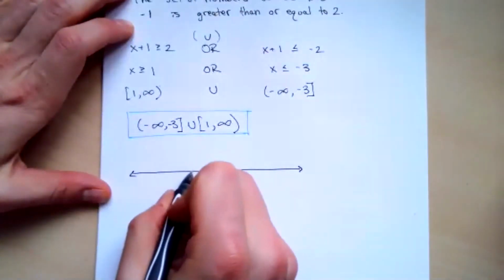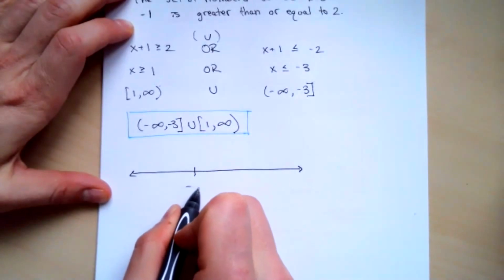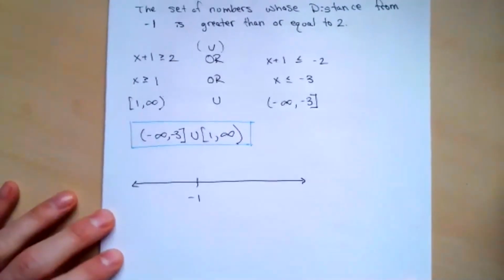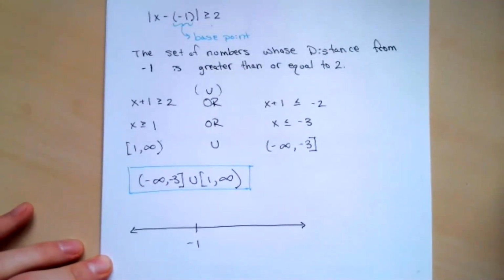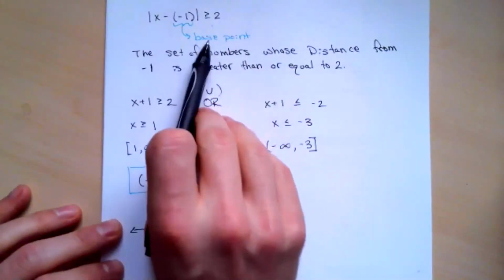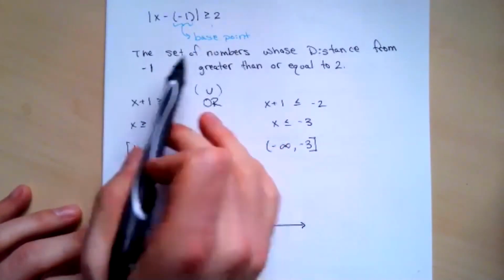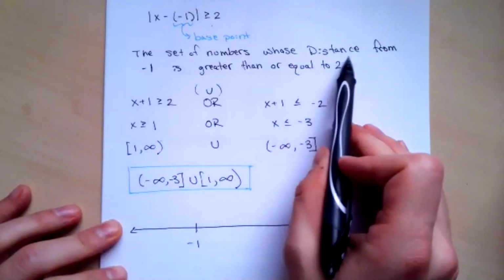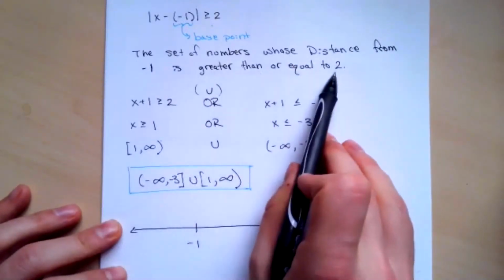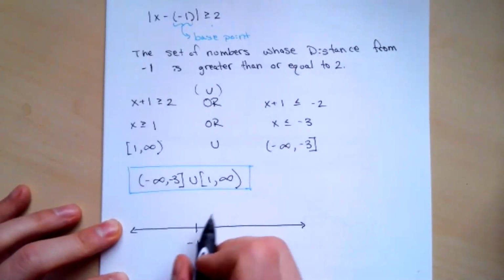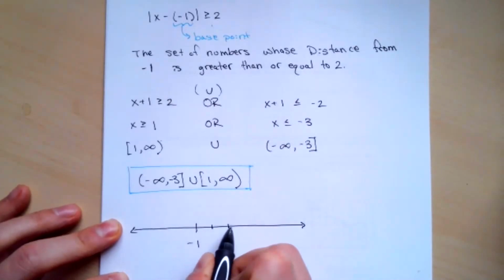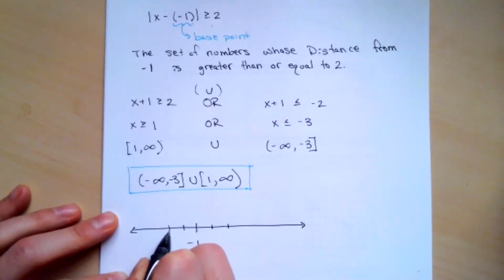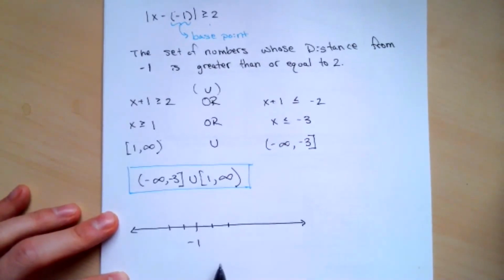So -1, you kind of want to think of as the center of what's going on here. And what did we find? We were looking for the set of points whose distance from -1 is greater than or equal to 2. So here's -1, and if I walk 2 steps away from -1, either above or below, where do we end up? 2 steps above, we end up at +1. 2 steps below, we're at -3.